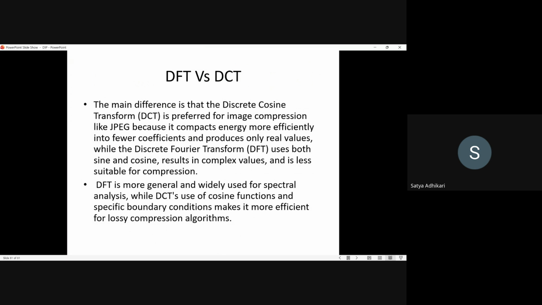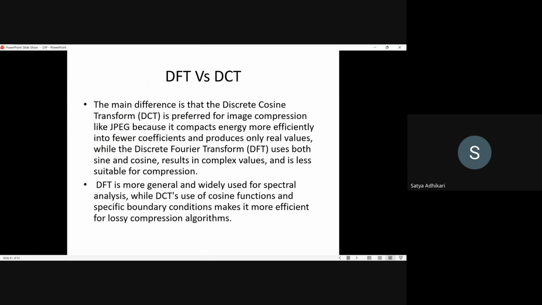Actually, the main difference is that the discrete cosine transform is used for image compression like JPG because it concentrates energy more efficiently into fewer coefficients and produces only real values. While the DFT uses both sine and cosine, resulting in complex values, and is less suitable for compression. So basically, DCT is for image compression. Not only, but it is better suited for image compression.